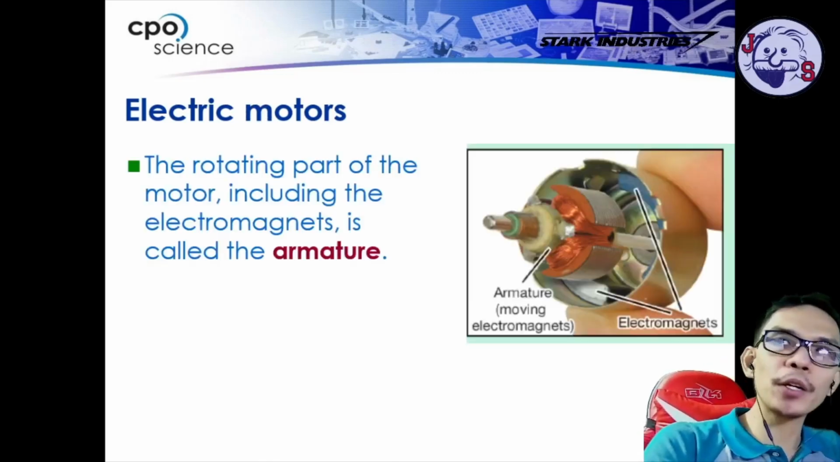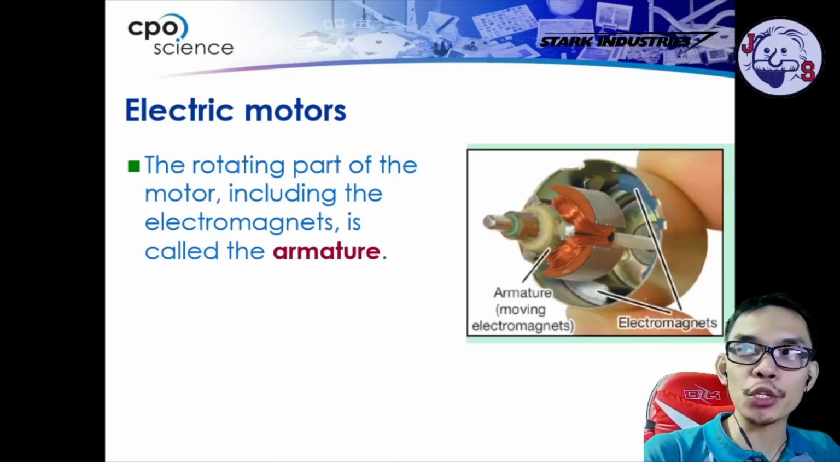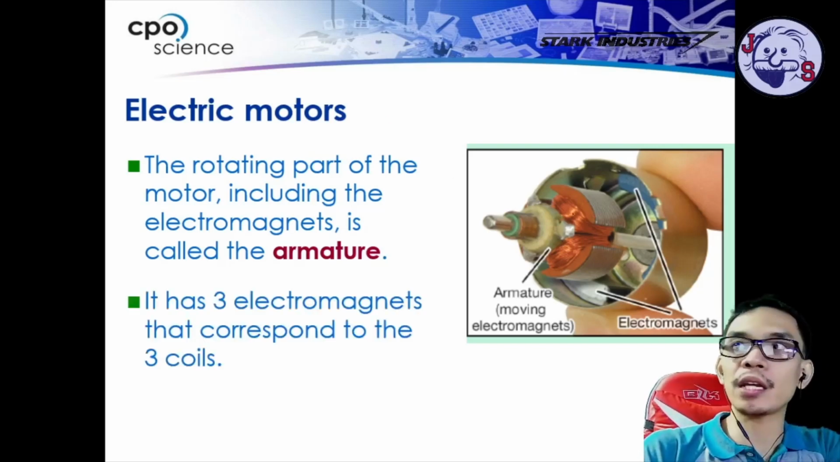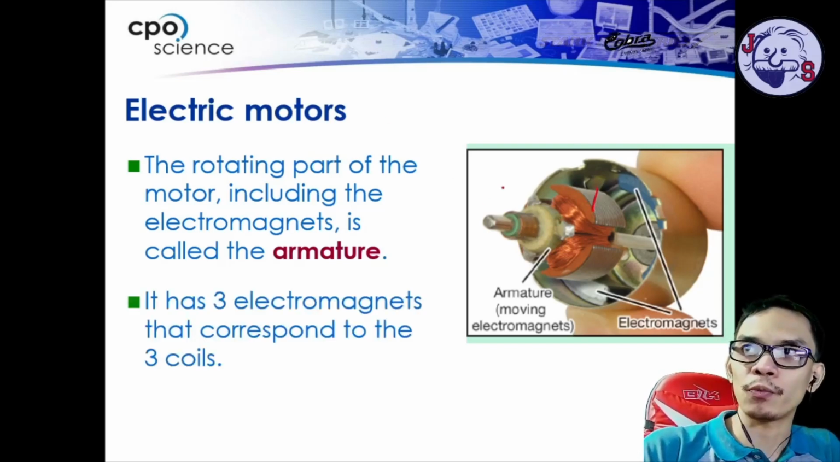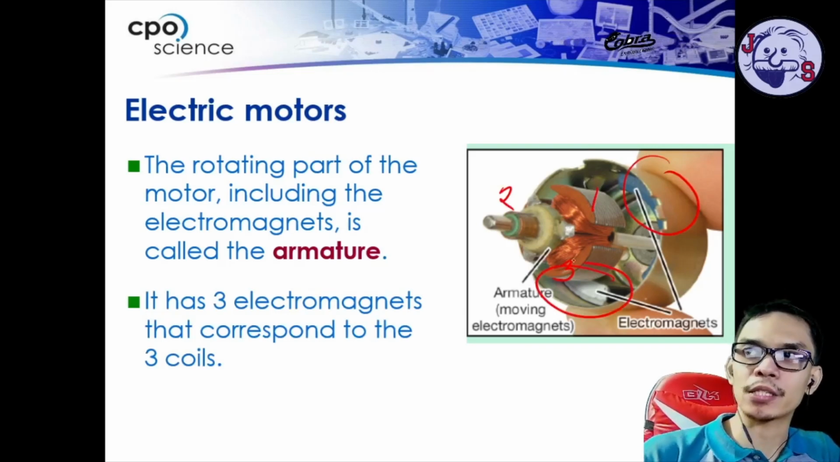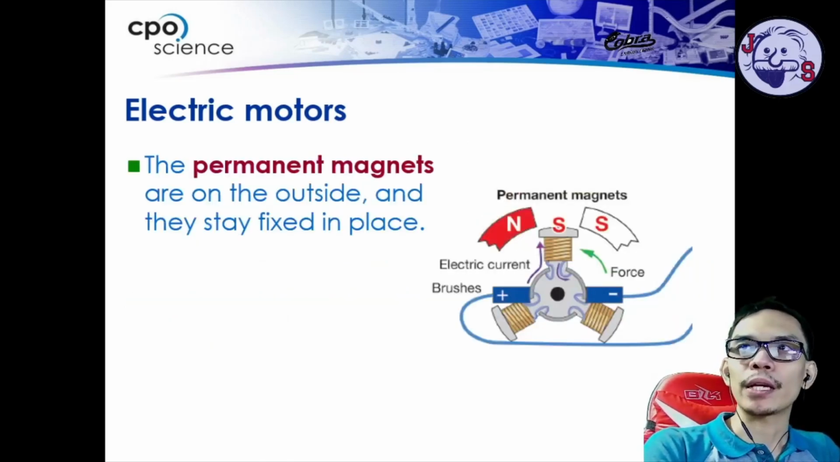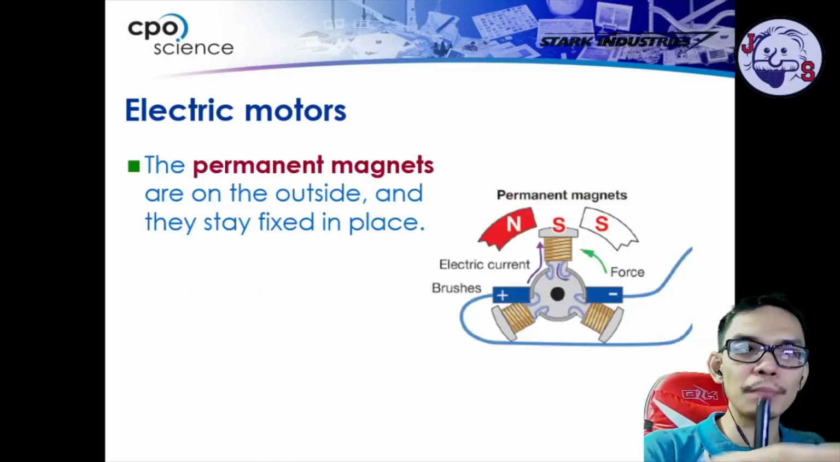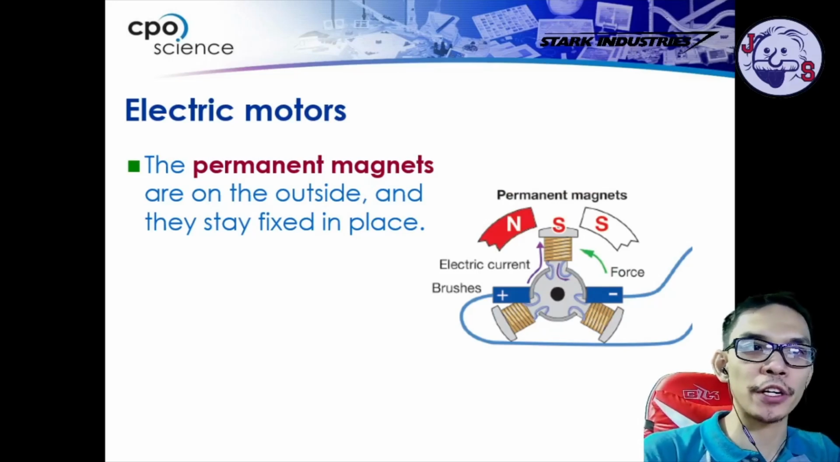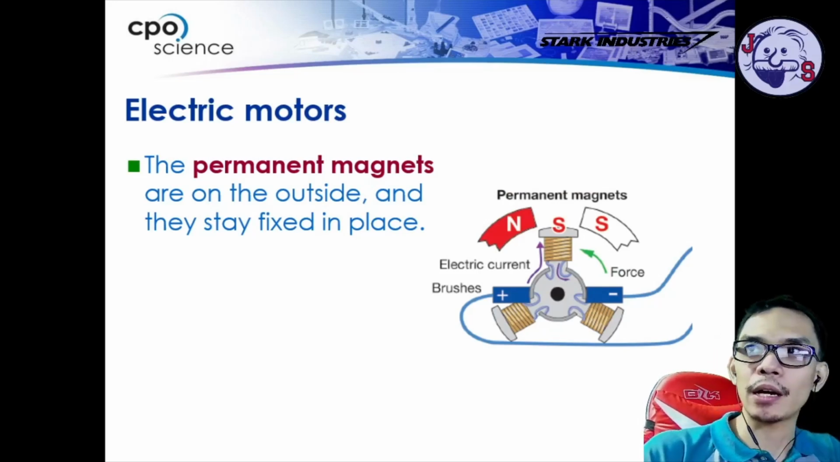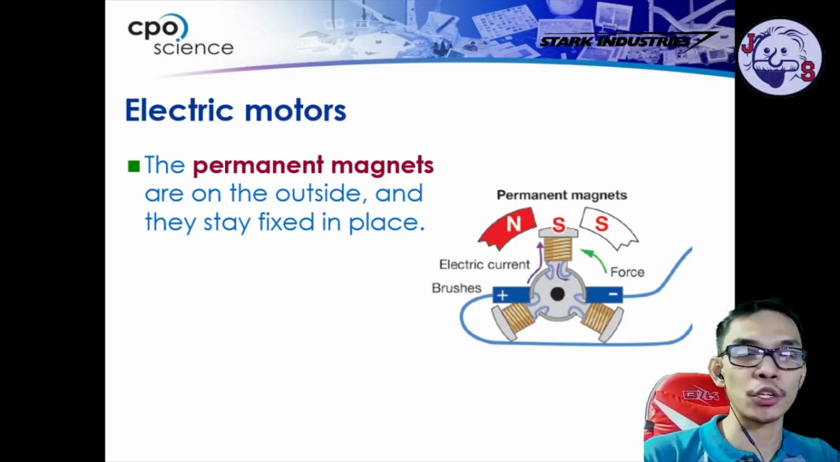Next one, the rotating part of the motor, called the armature, has three electromagnets that you have right here, as we talked about earlier. It is surrounded by your permanent magnets on the side. Next one, the permanent magnets. The permanent magnets create this permanent external magnetic field that creates these magnetic forces inside your motor.